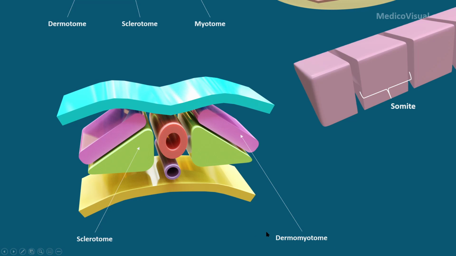In the cross section, sometimes it is very difficult to differentiate between the dermatome and myotome, so we can simply call it dermomyotome. Although at the cellular level they are different, there is the dermatome and below that is the myotome, but collectively we can simply call it dermomyotome. So this is the dermomyotome and this is the sclerotome, and of course this is the neural tube and this is the notochord, and here is the ectoderm and here is the endoderm.